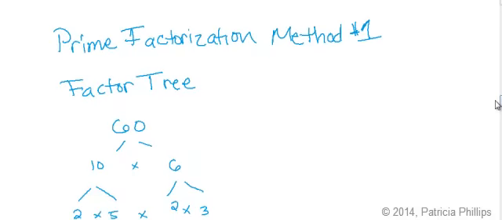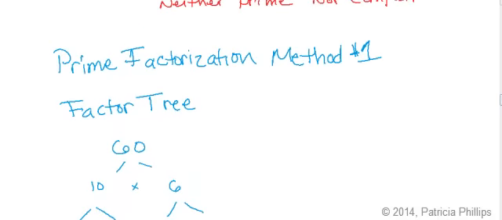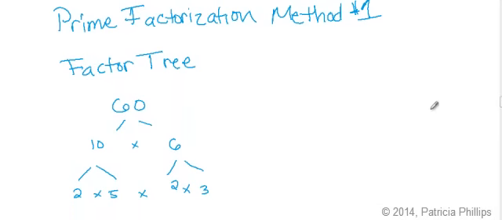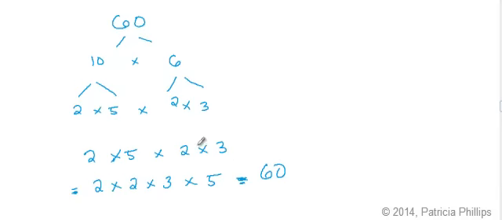Okay, so let's talk about how to do prime factorization. Method number 1, the factor tree. So if you're asked to find the prime factors of the number 60, here's an example of starting with the numbers 10 and 6. 60 is 10 times 6. But can you break either one of those numbers down further? Of course you can. 10 is 2 times 5. 6 is 2 times 3.